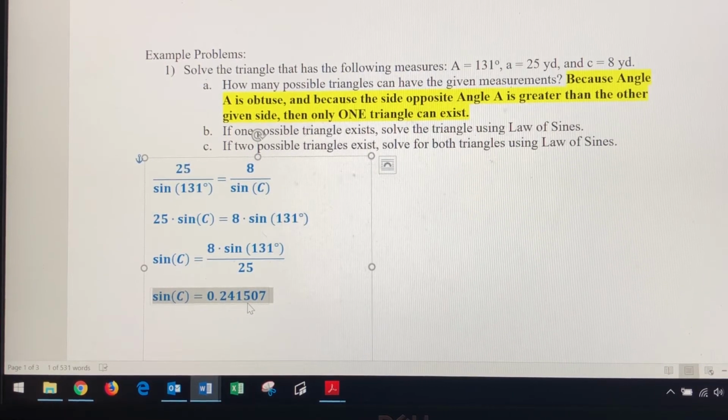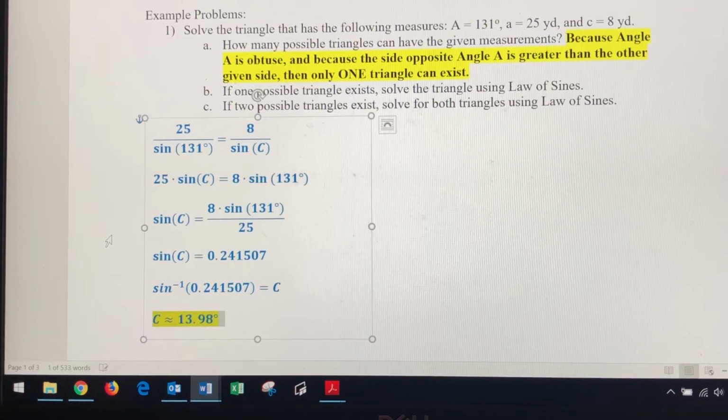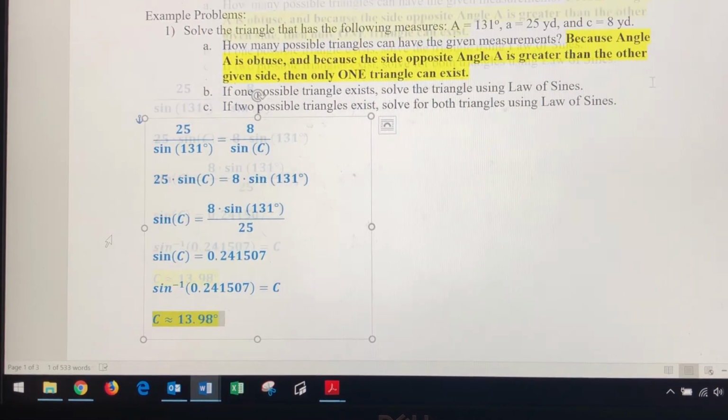Now notice I took this out quite a few places after the decimal. I did that on purpose. Okay, if you only do 0.24, it's going to create more error in the angle measure you find. Okay, so the further you go out here after the decimal, the more accurate your angle measure is going to be. Okay, so using inverse sine, it's going to give us the value for angle C, and we get an angle measure of approximately 13.98 degrees.